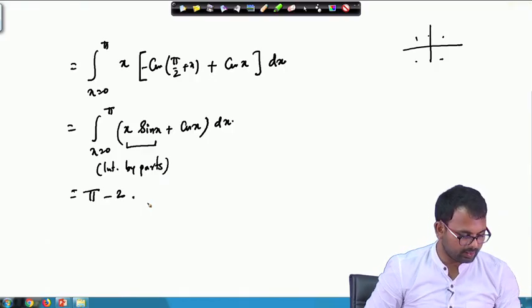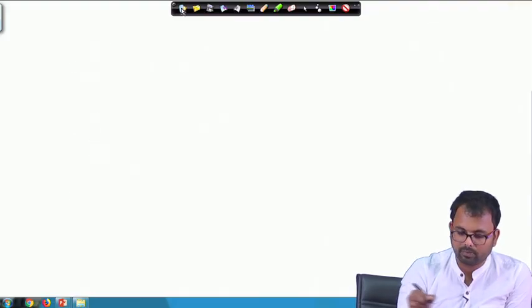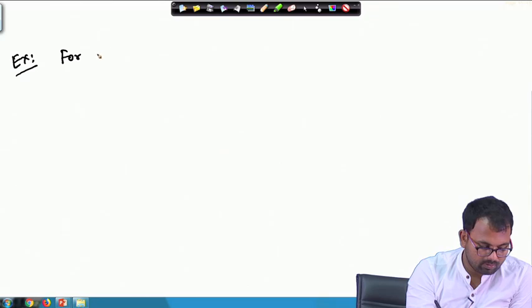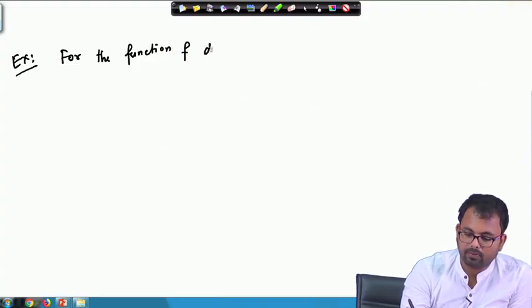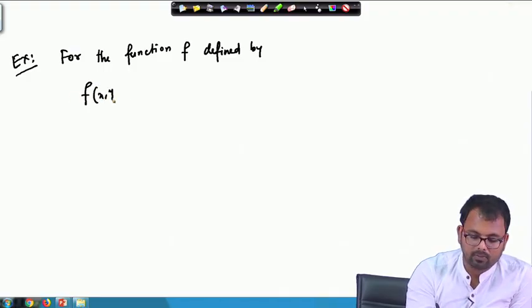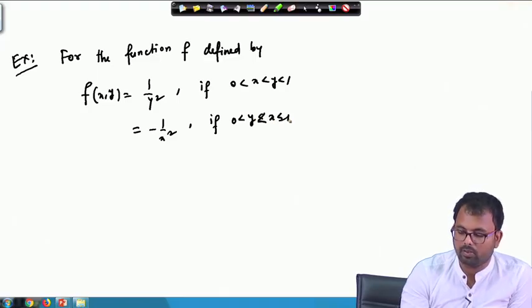Our next example is for the function f defined by f(x,y) equals 1 by y square if 0 less than x less than y less than 1, and equals minus 1 by x square if 0 less than y less than x less than 1.